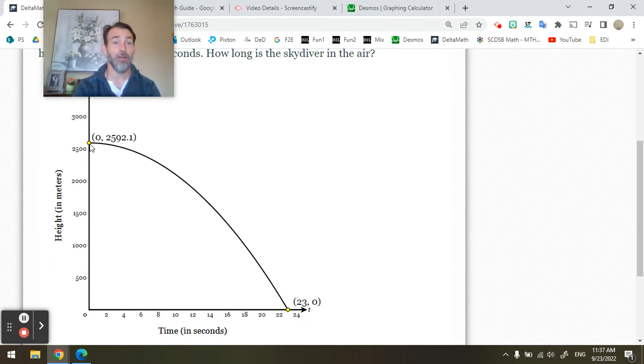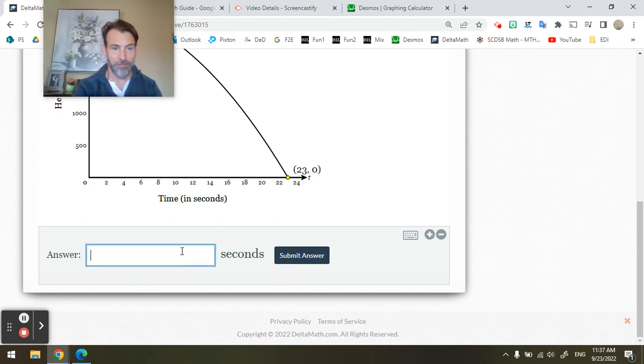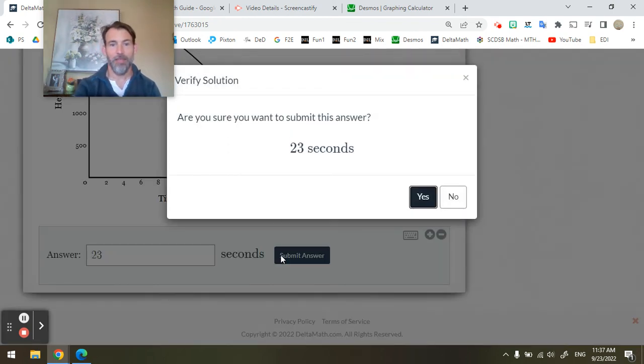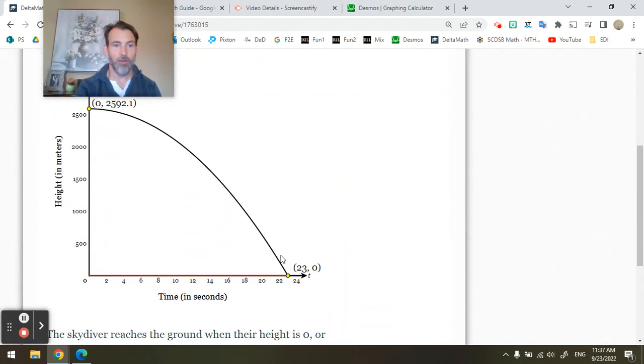Anyway, here they are. They get out of the plane. They're initially not going very fast, but they start to accelerate. Gravity pulls them down, down, down, down, down. And after 23 seconds, their height is zero. If your height is zero, that means you're a pancake on the ground. So they were in the air for 23 seconds. And we'd know that from looking at time in seconds.